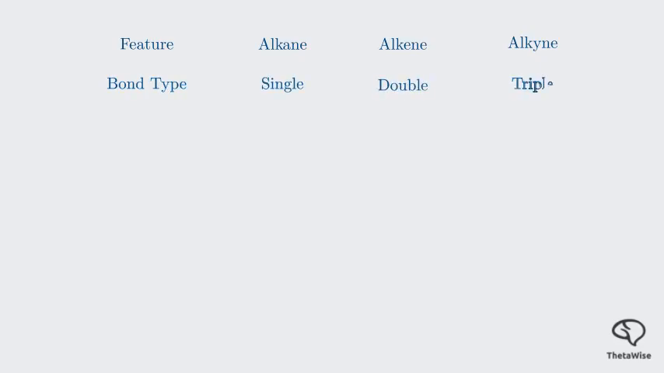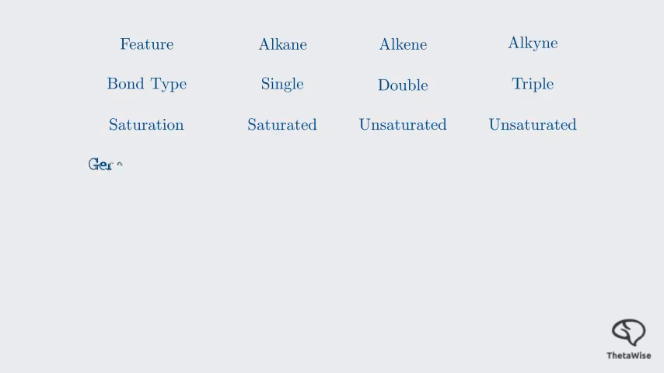Okay, we've covered the 3 types. Now let's put it all together. Here's a summary table that helps visualize the differences. First, the key feature. Alkanes have only single bonds. Alkenes have a double bond, and alkynes have a triple bond. Because of these bond types, we classify alkanes as saturated, while alkenes and alkynes are both unsaturated.